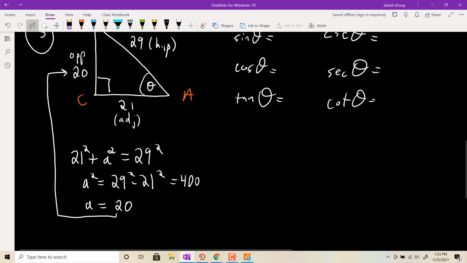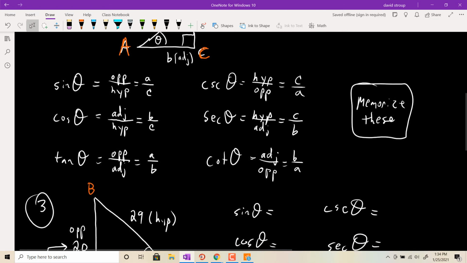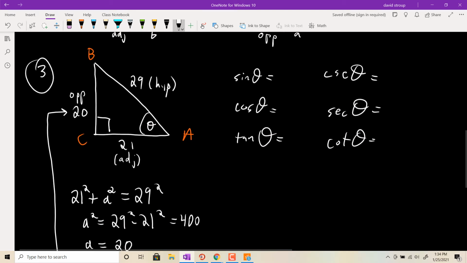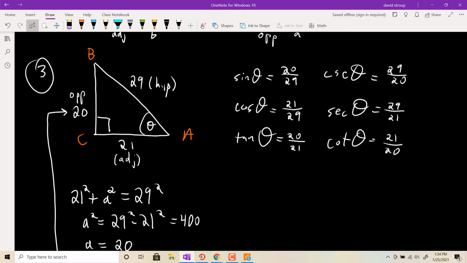And then we should be able to use these identities to kind of fill in the blanks. Okay. So sine will be opposite over hypotenuse. So 20 over 29. Cosine, adjacent over hypotenuse, 21 over 29. And then tangent is opposite over adjacent. And then we should be able to get the rest of them just by taking reciprocals. Right? So this would be 29 over 20, 29 over 21, 21 over 20. And that should be all of them.